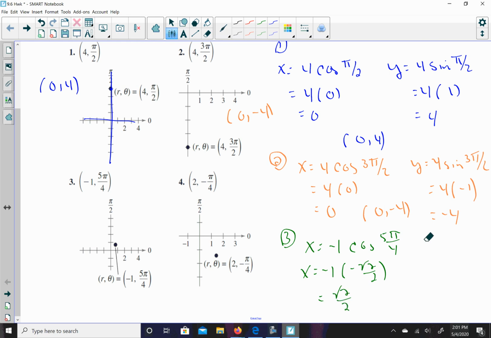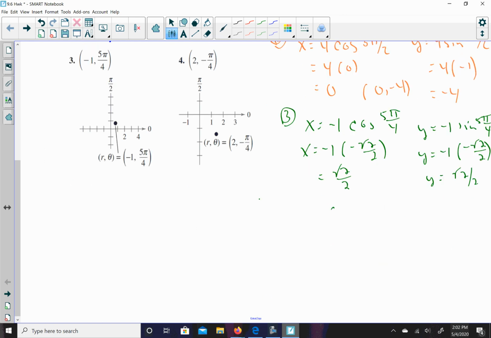For the sine, I'm going to say y is equal to r, -1, times the sine of 5 pi over 4. The sine of 5 pi over 4 is going to be a negative square root of 2 over 2. When I multiply, I'm going to get a positive square root of 2 over 2. So this ordered pair is positive square root of 2 over 2, positive square root of 2 over 2, which does make sense because this point is in the first quadrant. Both of these are positive, so that does make sense.